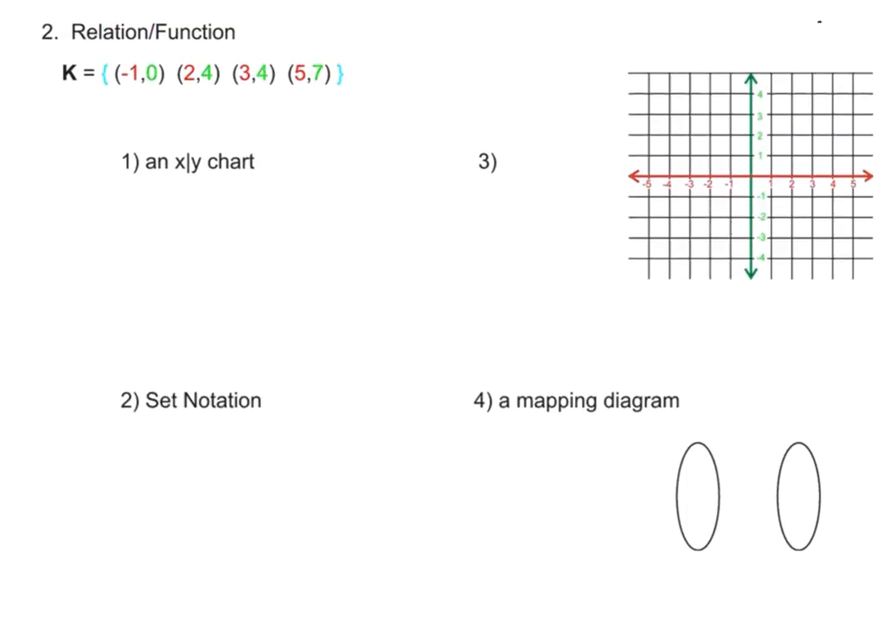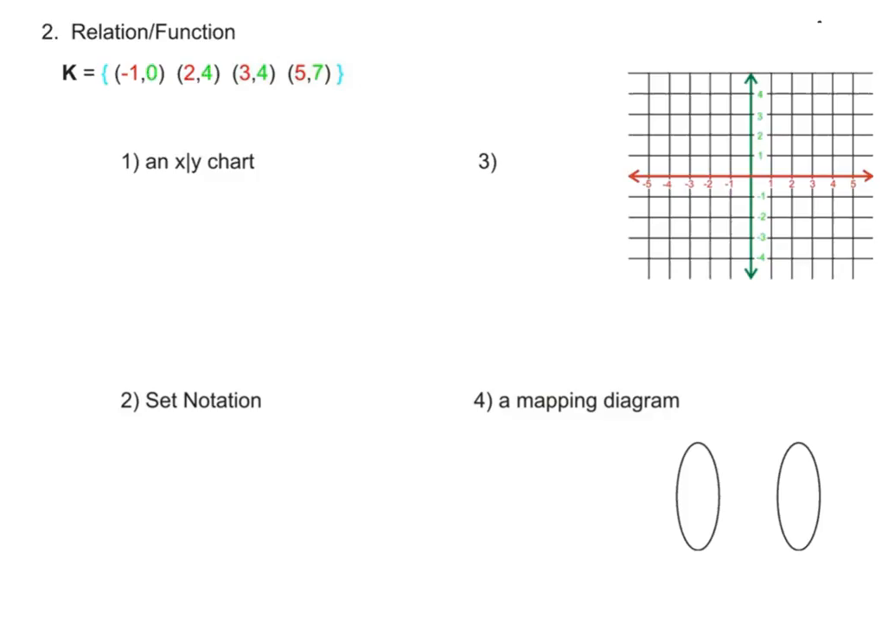Remember, in the aspect of a relation function. What is a relation? A relation is when everything is paired. If all members of the set are paired, then it's a relation. -1 is with 0, 2 is with 4, 3 is with 4, and 5 is with 7. Everything is paired. That is a relation. Now, is it a special relation that we also call a function? Maybe. A function is when every x coordinate has only one y coordinate. In other words, any input has only one output.